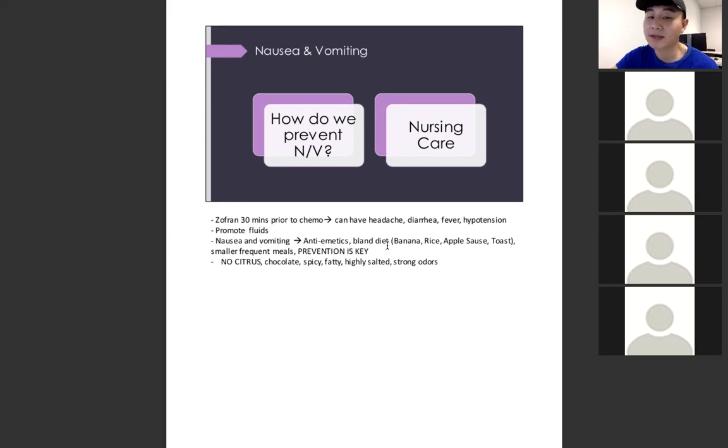We give them a bland diet, include banana, rice, applesauce, toast, smaller frequent meals. Prevention is key. We do not give them citrus, including grapefruit, oranges. We do not give them chocolate or spicy, fatty, or highly salted or strong odor food.